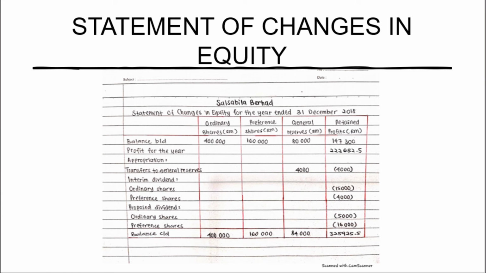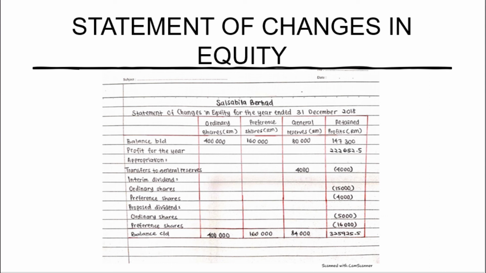For interim dividend, the ordinary share and preference share is 15,000 ringgit and 4,000 ringgit, and then put that amount into the retained profit column. It is taken from the trial balance. For proposed dividend, that is ordinary share and preference share, which is 5,000 ringgit and 60,000 ringgit, and put it into the retained profit column. It is taken from notes to account.